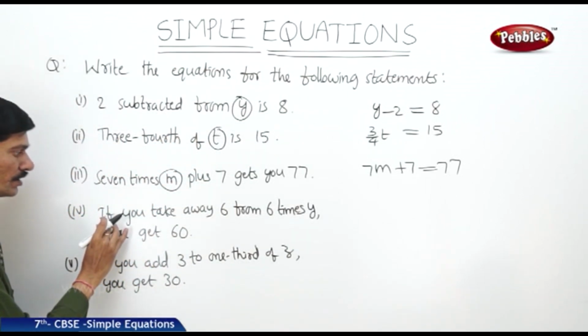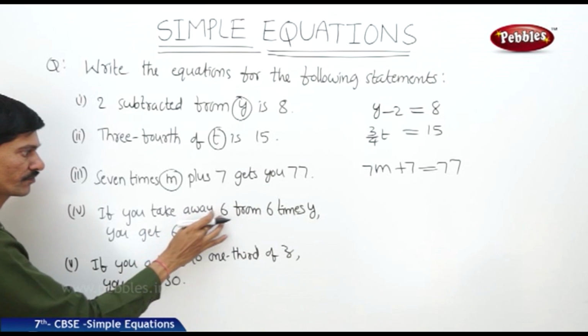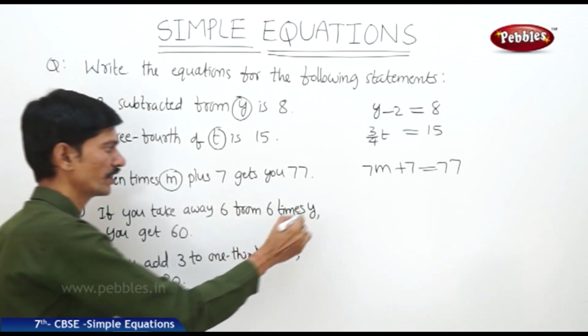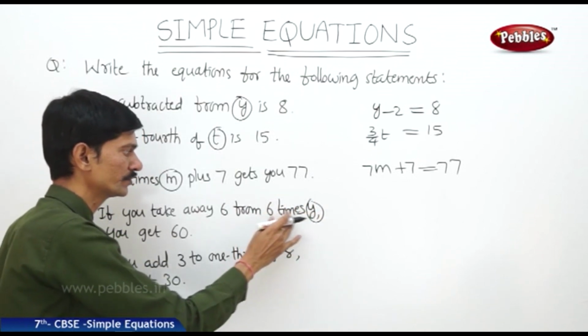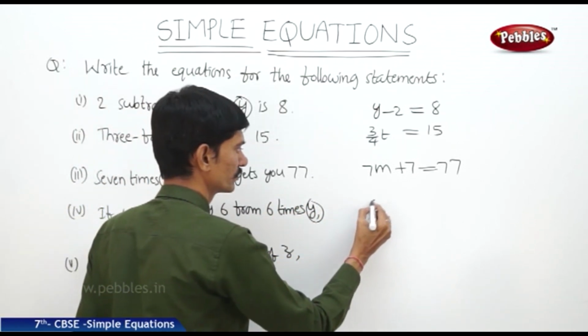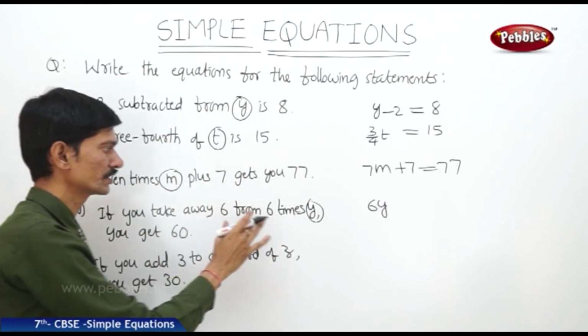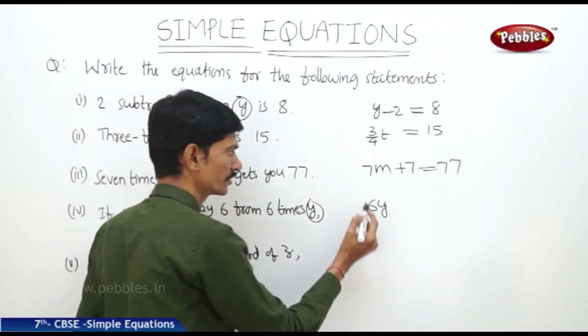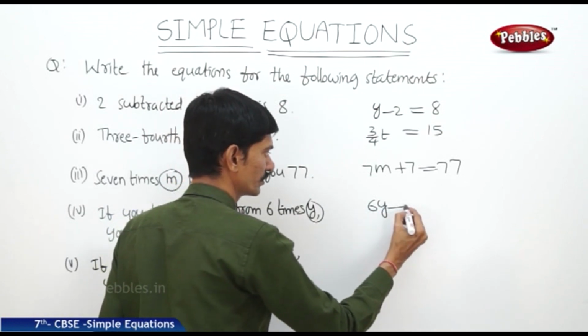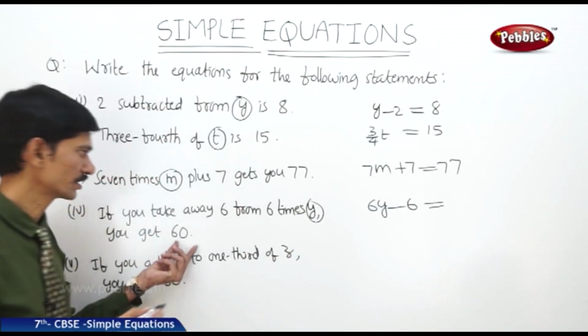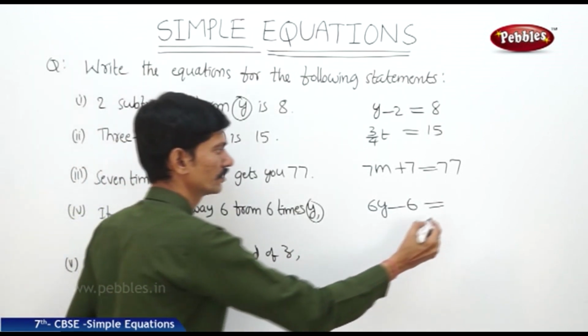Next equation, if you take away 6 from 6 times y, you get 60. So the variable is y here. 6 times y means 6y. And if you take away 6 from 6 times y, so from 6y, if you take away 6 means 6 subtracted, then you get 60. So then this equals 60.